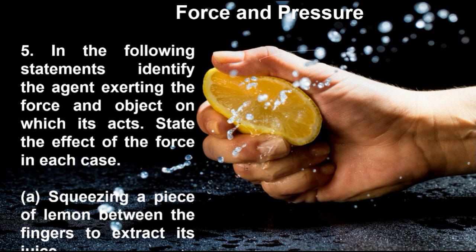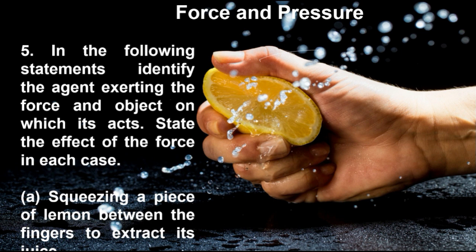Agent is fingers. Where do we apply? Actually between the fingers we keep the lemon and then squeeze it, right? So what is the agent which has applied the force? Fingers, right? And second, the fingers have applied the force on what? What's the body? Body is lemon. Okay. Then what has happened after that? What is the effect of force? The lemon has changed its shape.